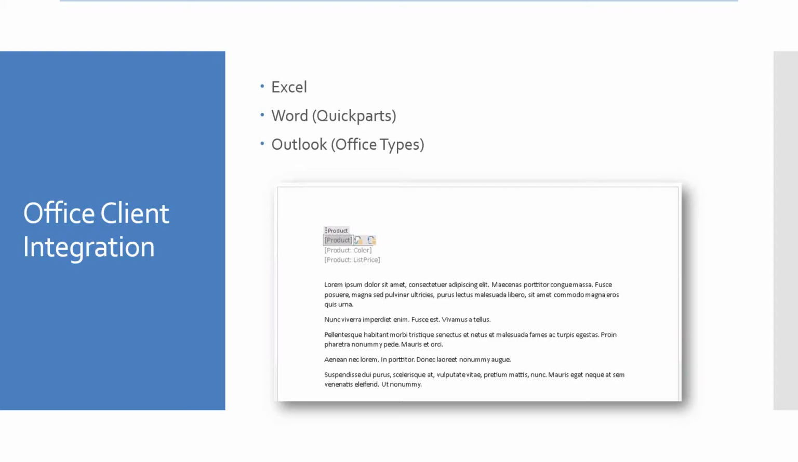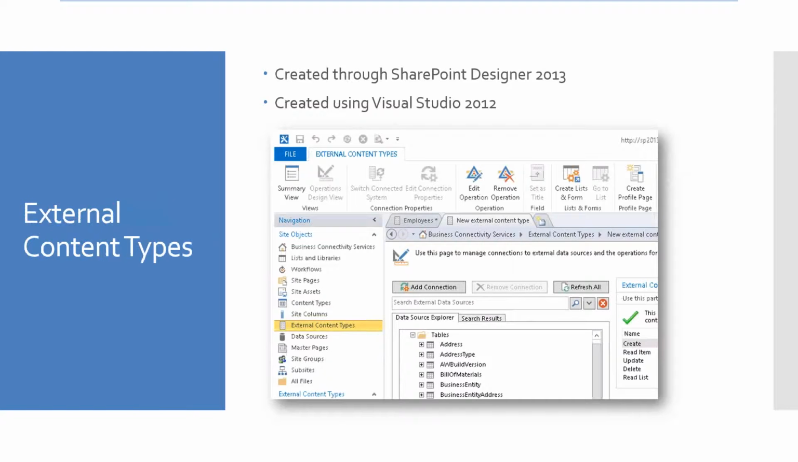So we just saw some of the Office integration. Not only does Word integrate with BCS, but also so does InfoPath, so does Outlook, so does Excel, and so on. So they can all integrate in one way or another. So how do we create this? How do we create what's known as the external content type?